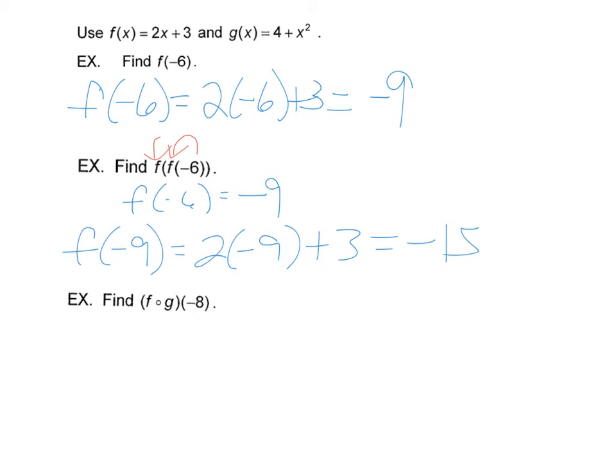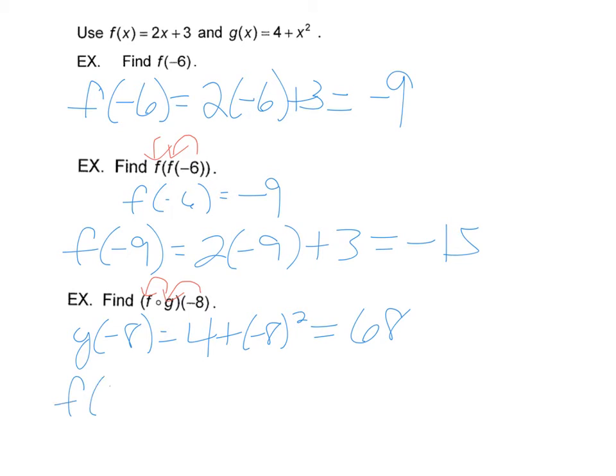The third one is read f of g of negative 8. And again, you're going to work right to left. You'll plug negative 8 into the g function, work that out, take that result, plug it into the f function. So starting with g of negative 8 into the g function, it would be 4 plus negative 8 squared, which is 4 plus 64, 68. Now the 68 goes into the f function. 2 times 68 plus 3 comes out to be 139.